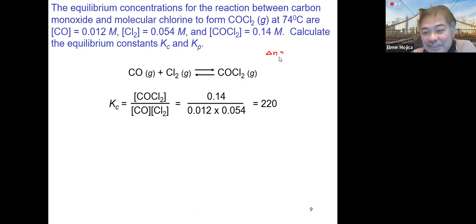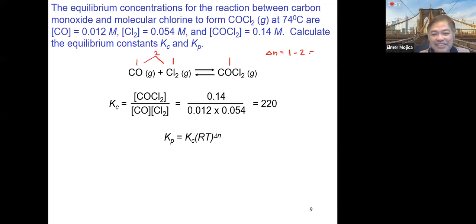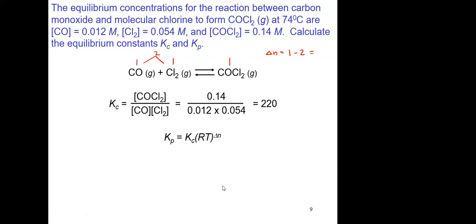So what is the value of delta N? If you look at this, you count this one here. So this is 1. This is 1 and 1, giving you 2. So 1 minus 2 is equal to what? Negative 1. Very good.